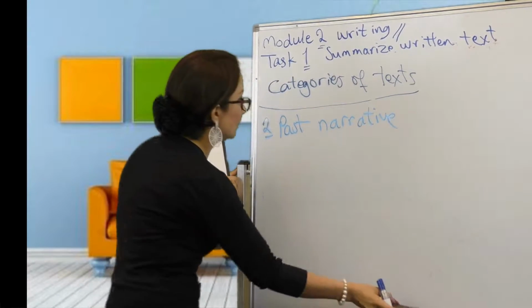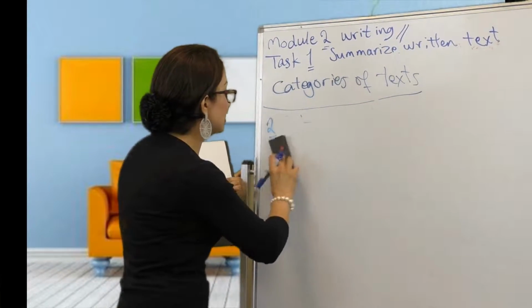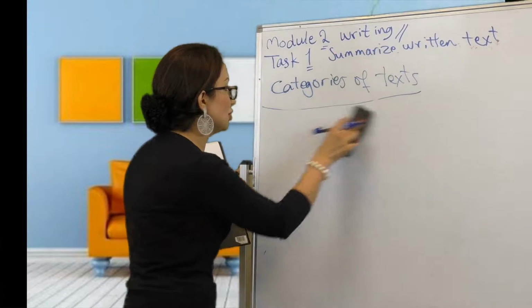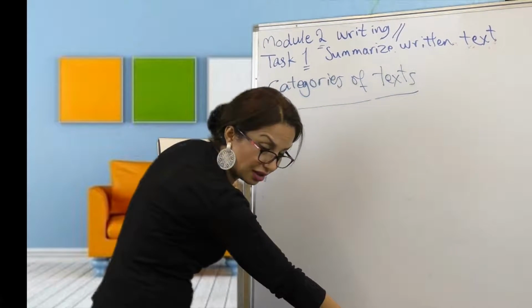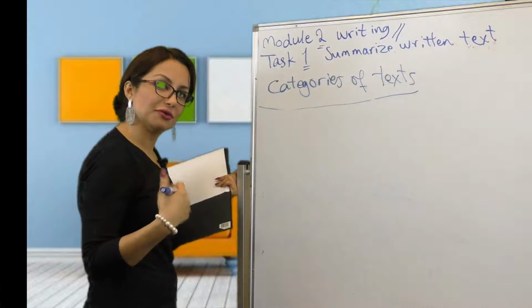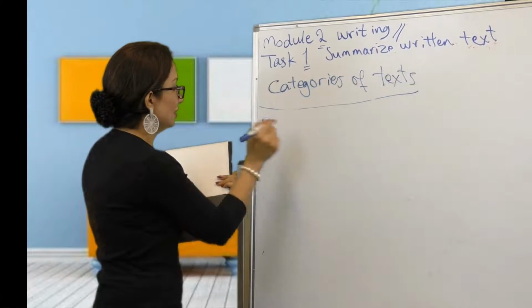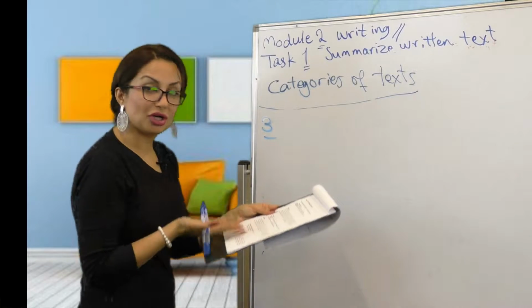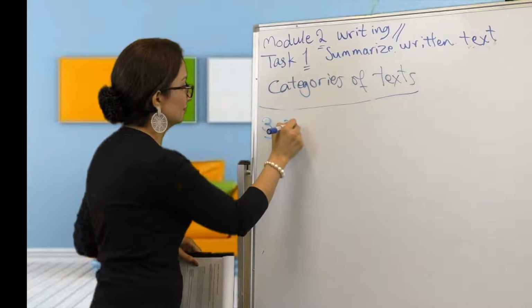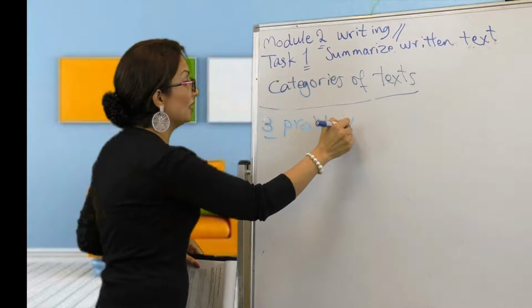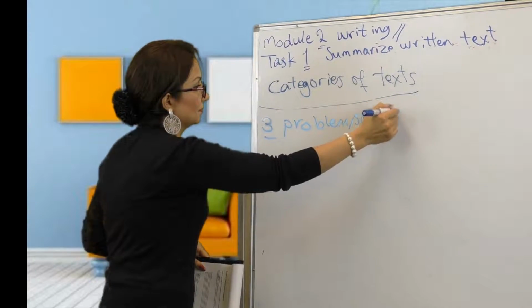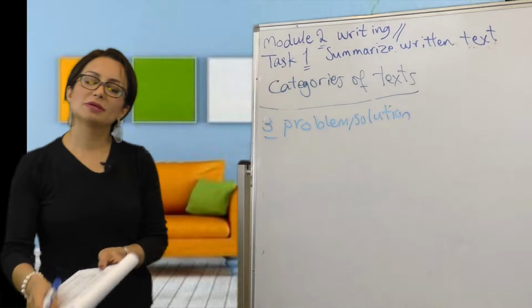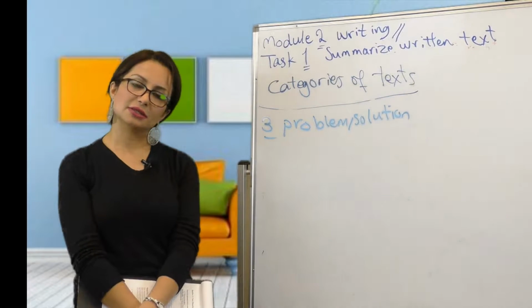Thank you. Now, take a look at your handout, please. Page 2, part 3. What is the third area and third category of text? Number 3 is problem solution, which is very popular. What is a problem solution category in summarizing the written text?